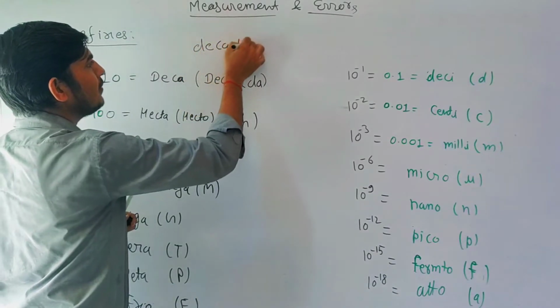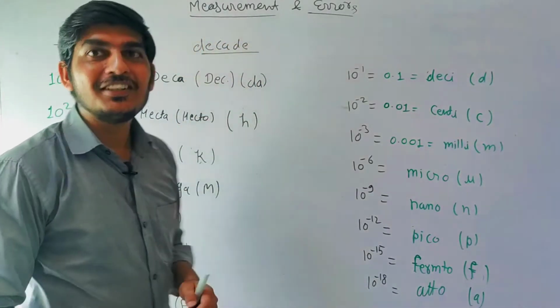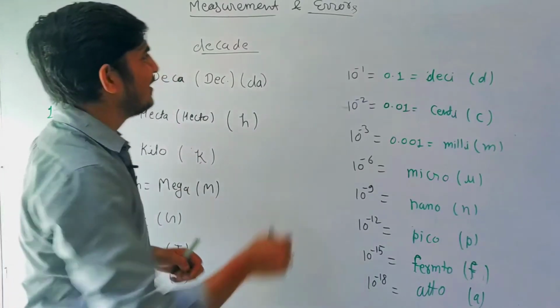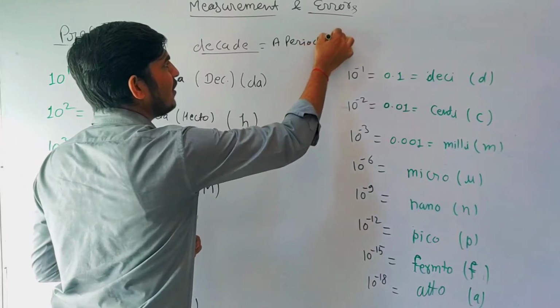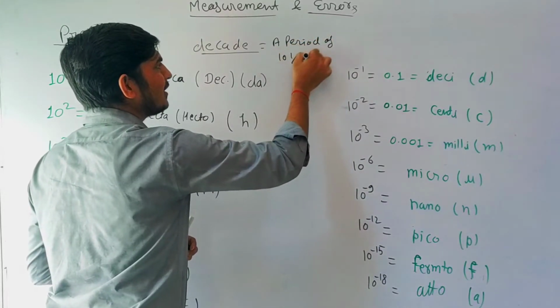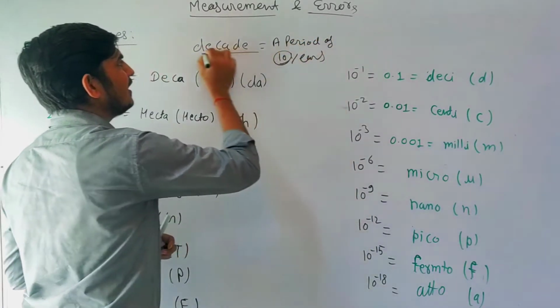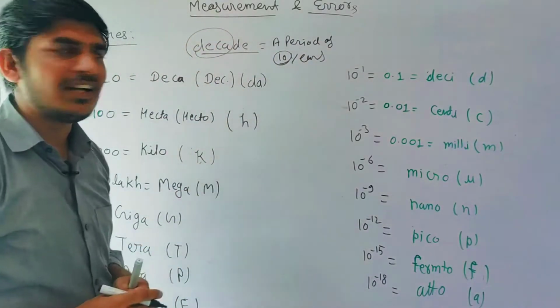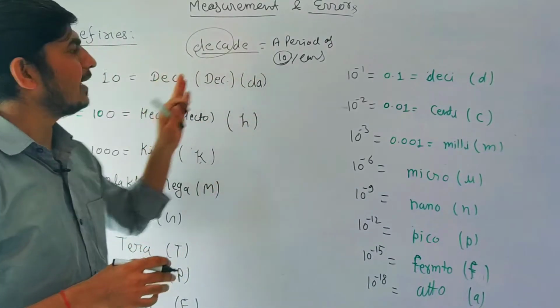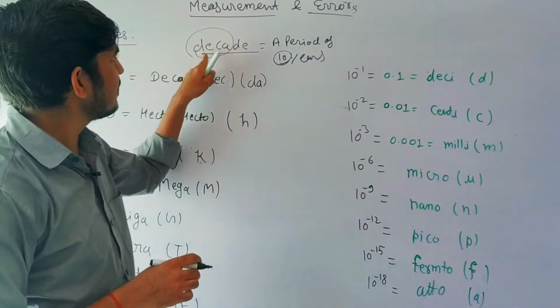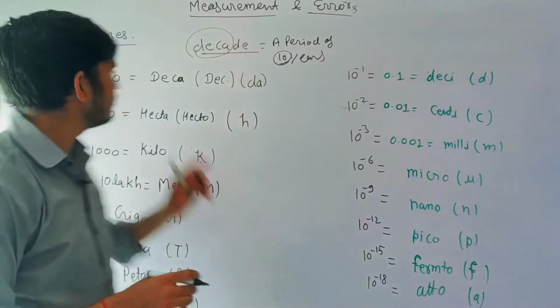I think you have heard about the word decade. What is the meaning of decade? Decade means a period of 10 years. Am I right? So it comes from Deca. Deca means 10, 10 raised to power 1. This is the prefix, so from here you can work it out.